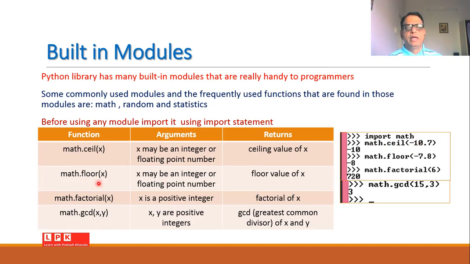Math.floor(x), where x may be an integer or floating point number. In that case, we will get the floor value of x. So math.floor of -7.8 will return me a value -8.